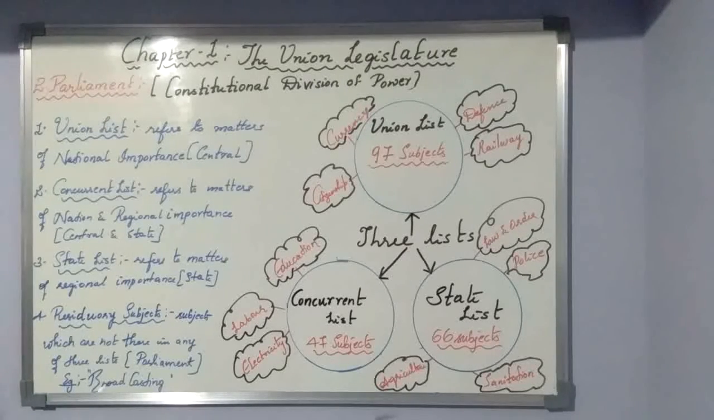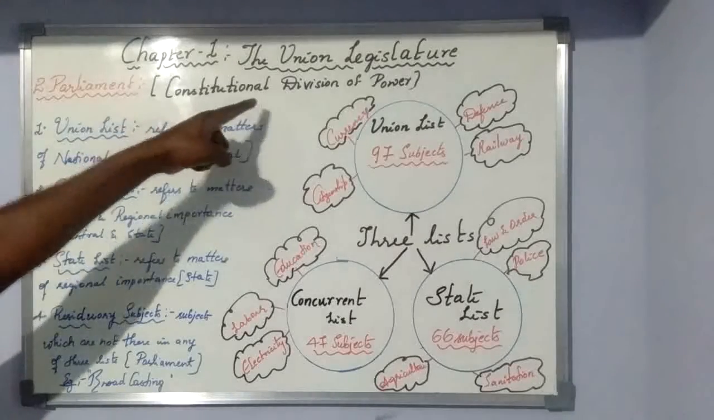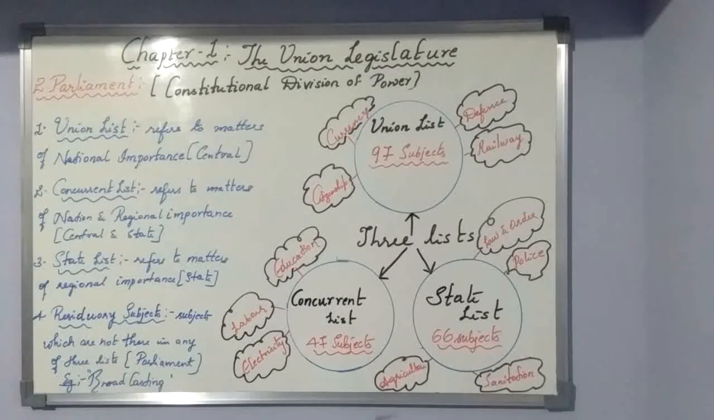When the constitution called India a federal setup, India should have a federal setup of government. So that is the reason this concept has come, the constitutional division of power. Even some functioning should be given to the state. Okay, some lawmaking has to be given to the state. So that is the reason we have a concept called constitutional division of power.